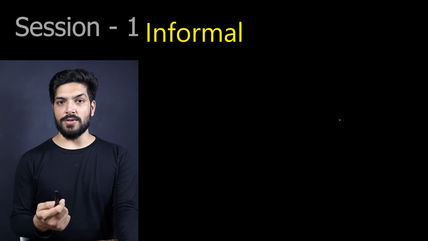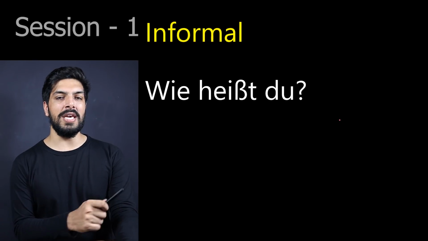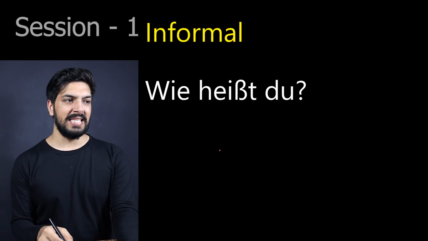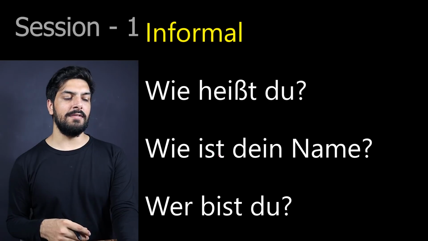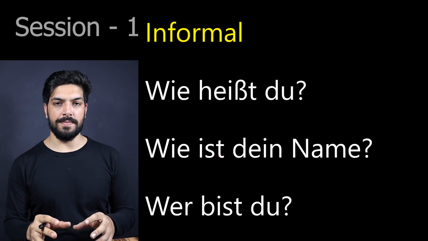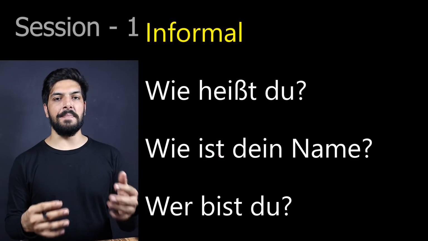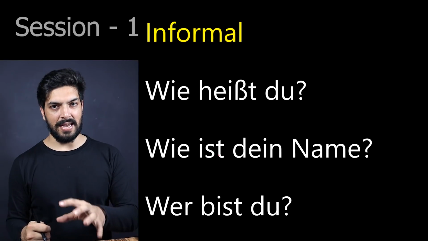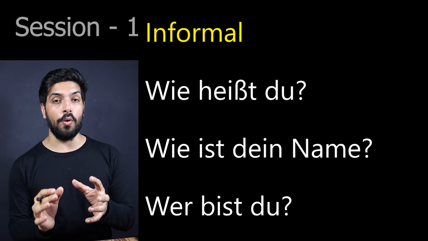So we have informal as well. We have seen the simpler one, that is the formal one. Now we're going to see informal. Wie heißt du? The second one is wie ist dein Name? And finally, wer bist du? Again, wie heißt du? Wie ist dein Name? And finally, wer bist du? Okay, I think I've repeated enough. You might not remember them, but let's decode them.